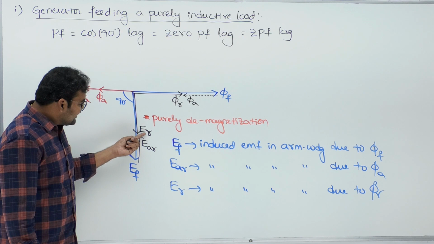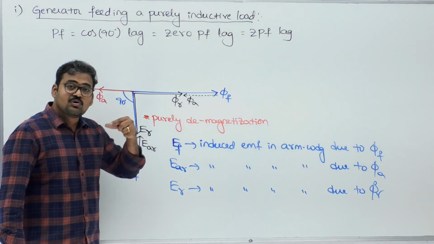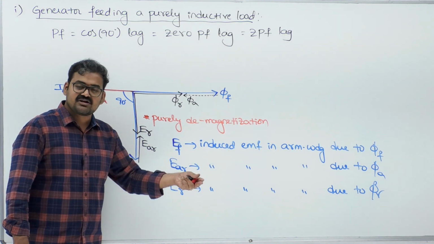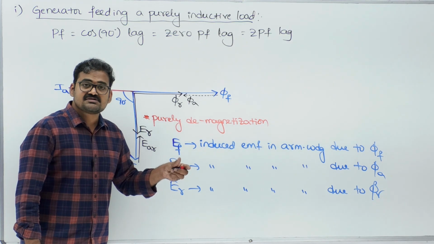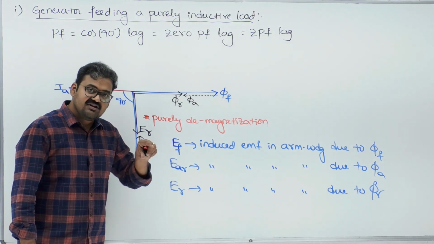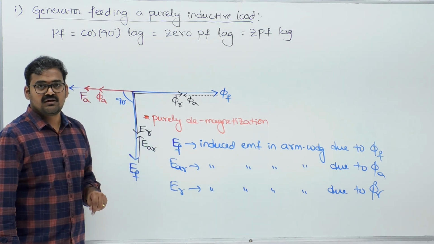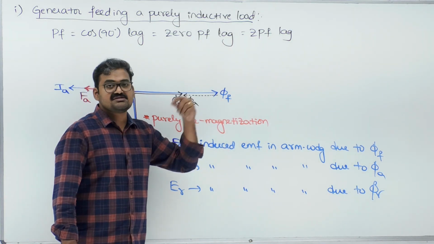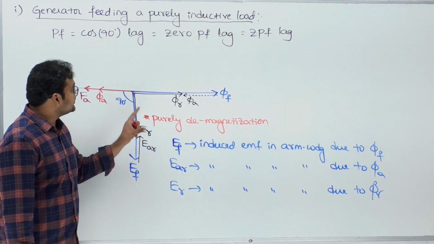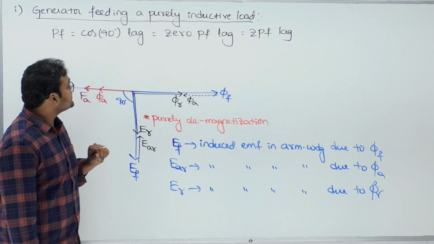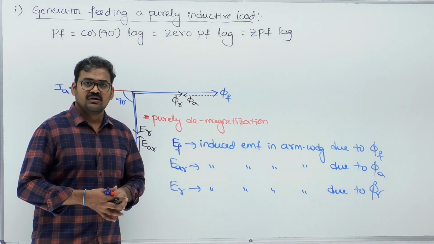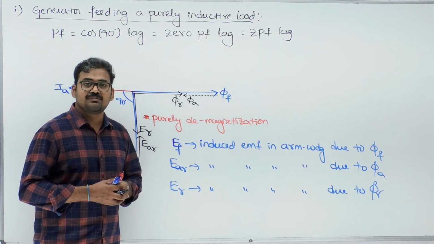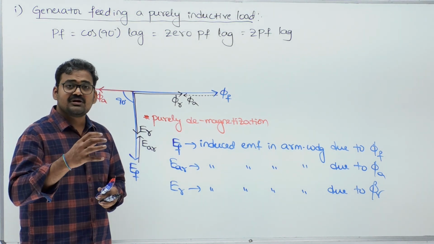Main field EMF and resultant EMF are different only when the load is connected. The moment the load is connected, armature current will generate, armature flux will generate. Therefore, resultant flux is not only main field flux, it is main field flux plus armature flux. But is that armature flux magnetizing the main field or demagnetizing? Demagnetizing the main field. Understand? Okay, so this is the observation of armature reaction for a purely inductive load. Now let us understand the effect of armature reaction when the load is purely capacitive type.